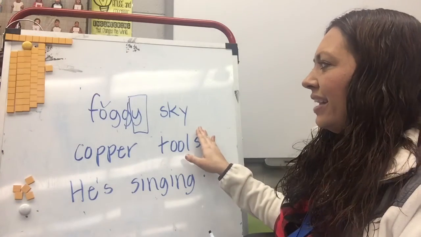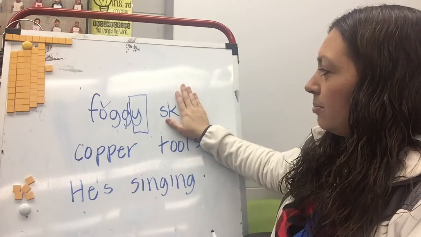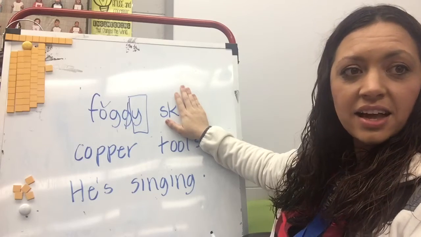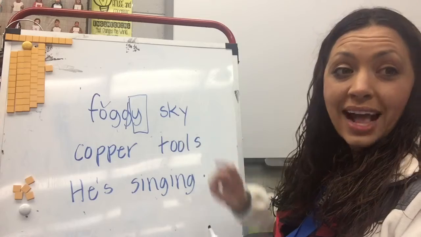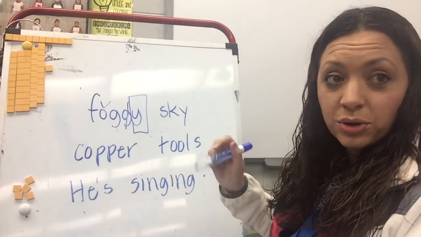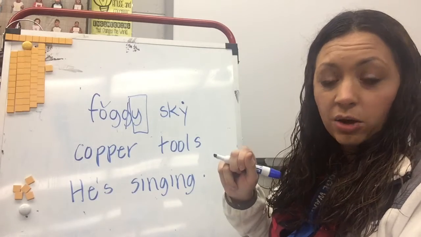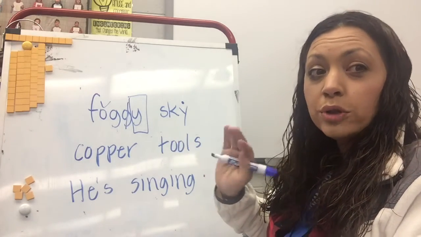Now, Y at the end of this word can't be a suffix. Why not? Because if I block it off, what am I left with? I'm just left with the sk, and that's not a word by itself. So we know that this Y has to be acting as the vowel for the word. So I'm going to go ahead and dot it because I know it's going to act as a vowel. Now I have to figure out if it's going to make the long sound or the short sound.